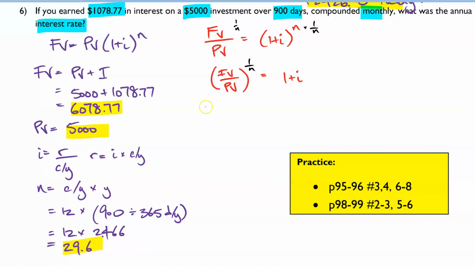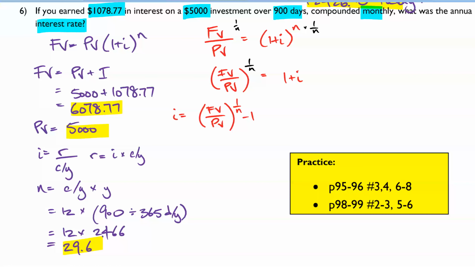So I'll get to this point. FV over PV, to the exponent 1 over n, subtract 1 is equal to I. Okay? Or you can write it the other way and just put the I on the other side. I is equal to this. So let's figure out what this actually works out to be. Okay, let's get you guys to sub in our values.